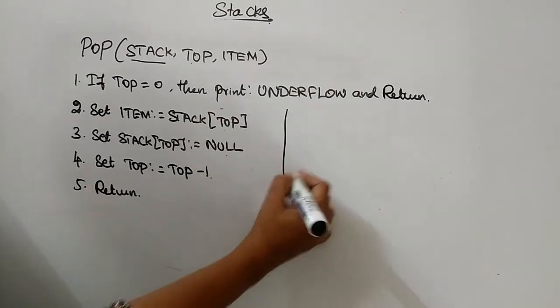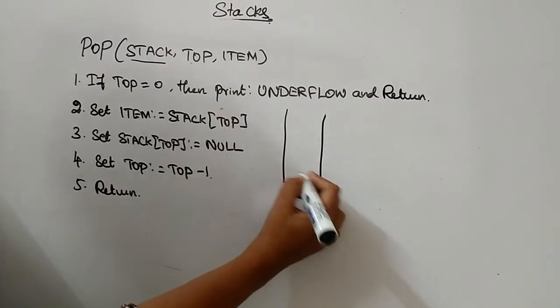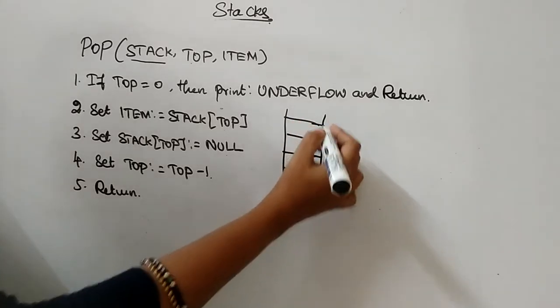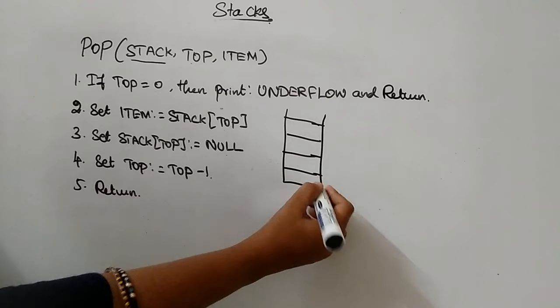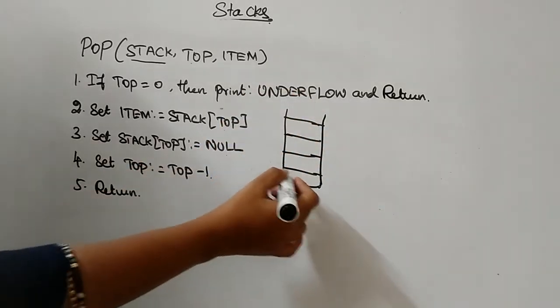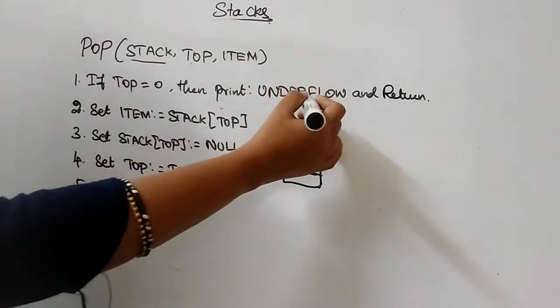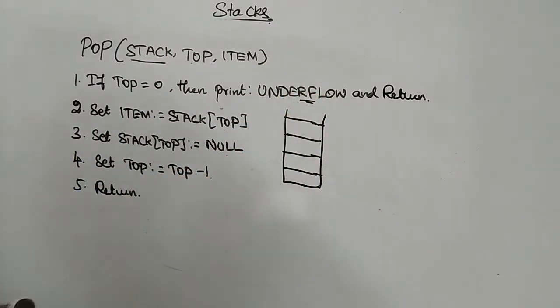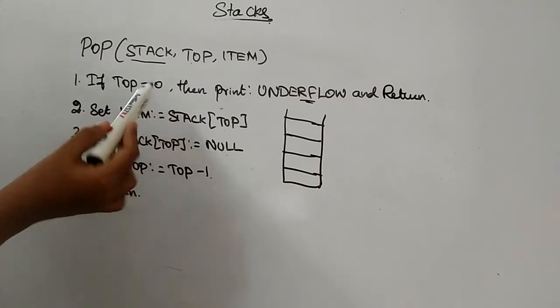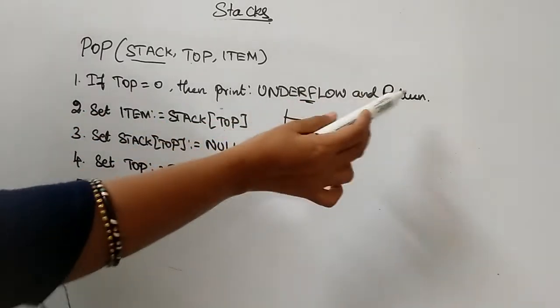For example, consider the stack. Here there are no elements in this stack. It means the stack is empty. If a programmer is trying to pop out an element from the empty stack, then that condition is called underflow. So how can you check this condition? You can check it by using the stack pointer, that is top. So here I am checking: if top is equal to 0, then print underflow and return.